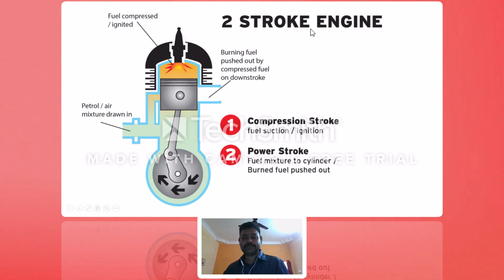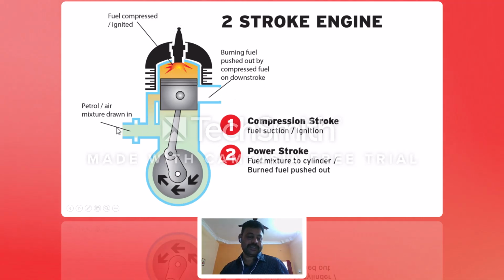So this is the typical two-stroke petrol engine. Two-stroke means you have only two strokes: the compression stroke and the power stroke. In the compression stroke, fuel suction and ignition are done. In the power stroke, the fuel mixture goes to the cylinder and the burned fuel is pushed out. So everything is happening in two strokes.